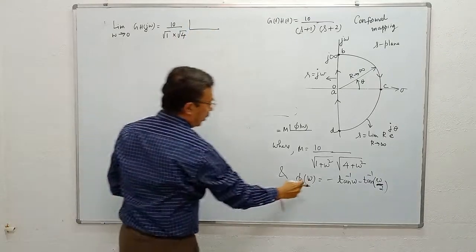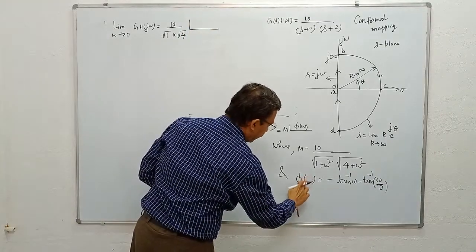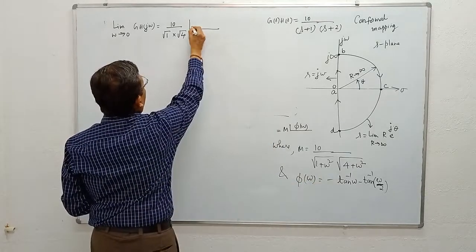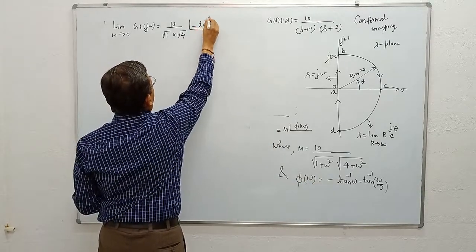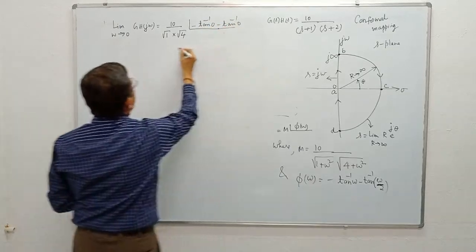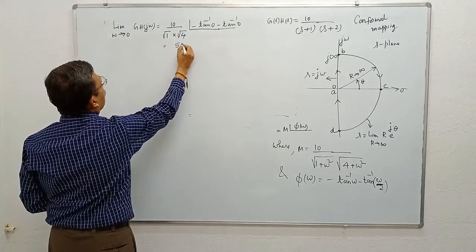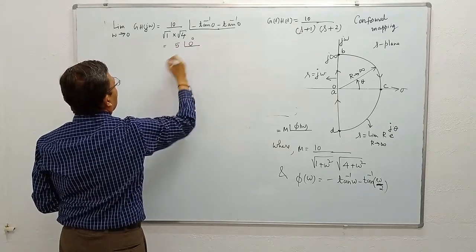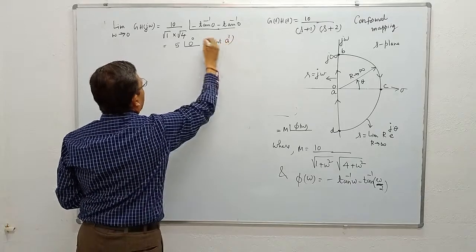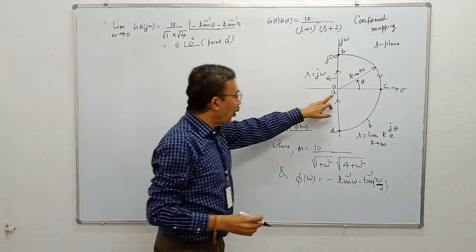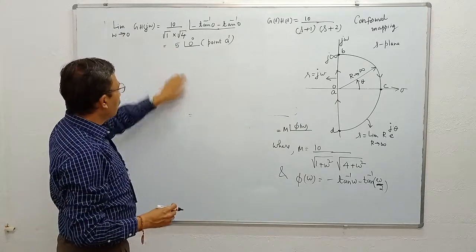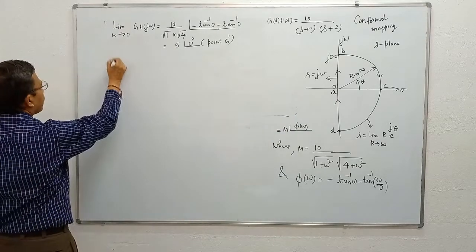Angle is, in phi of omega, put omega equal to 0. So you get minus tan inverse of 0 minus tan inverse of 0. So this is 10 divided by 2 is 5. Tan inverse of 0 is 0 degrees. This is point A dash. A dash is the image of point A. Point A dash has got magnitude equal to 5, angle equal to 0.